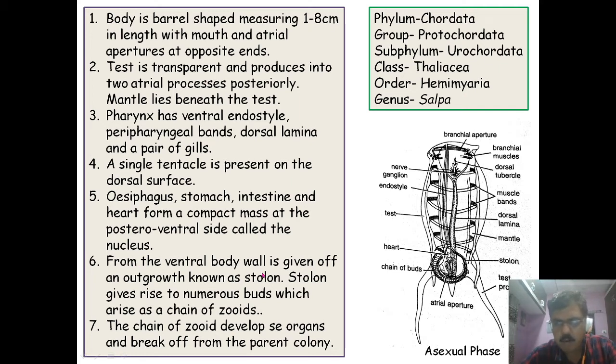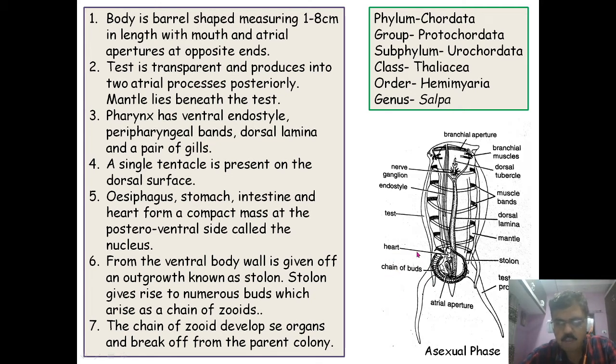From the ventral body wall an outgrowth is given up, and that outgrowth is called a stolon. This one is a stolon, and it gives rise to numerous buds which arise as a chain of zooids. This means the stolon gives rise to a chain of buds which will give rise to the zooids.